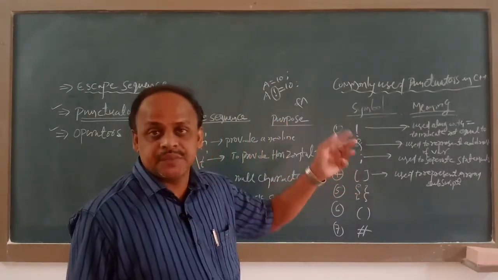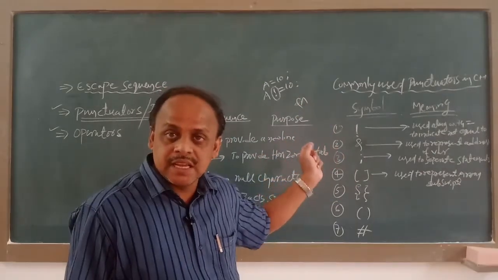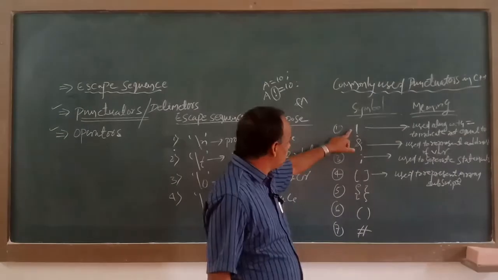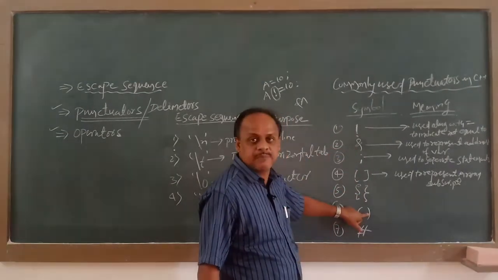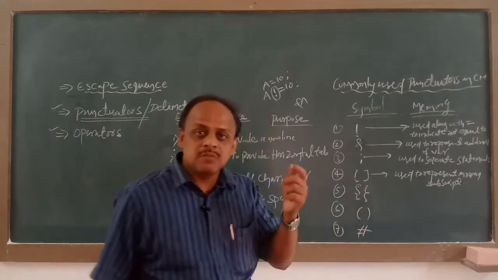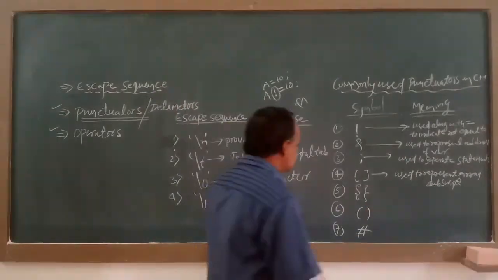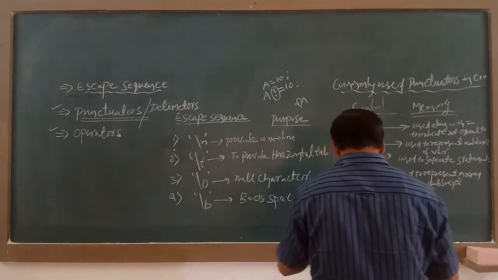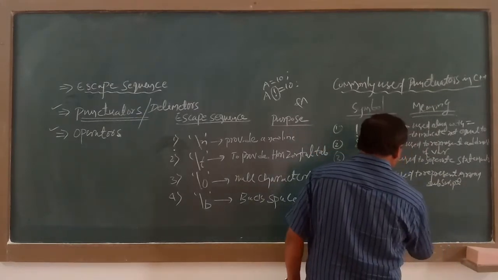Earlier I said these punctuators may be a single symbol or a pair of symbols. So this is a single symbol. Now the pairs of punctuators start. And this flower bracket indicates what? This flower bracket indicates the starting and ending of a block of code.